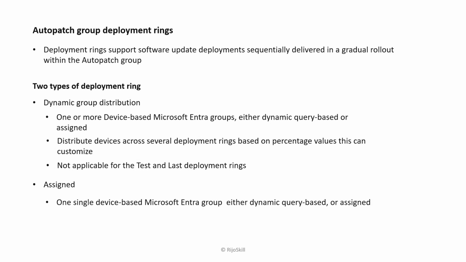It uses one single device-based Microsoft Intune group, either dynamic query-based or assigned. A single Microsoft Intune group only supports the assigned group, but with dynamic distribution you can add different groups, and also you can give the distribution level of the assignment. It's calculated on a percentage basis.